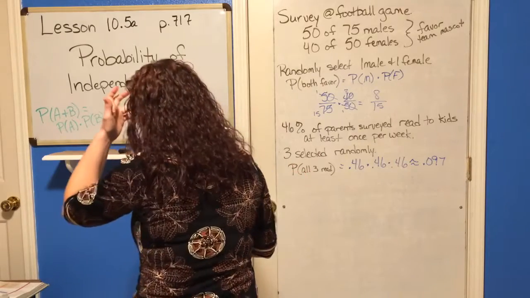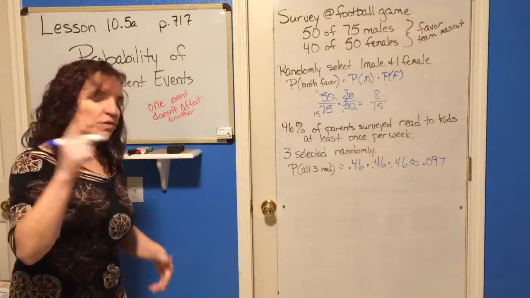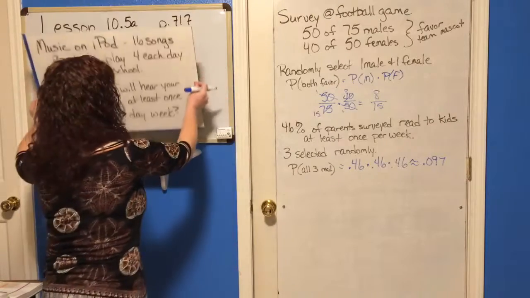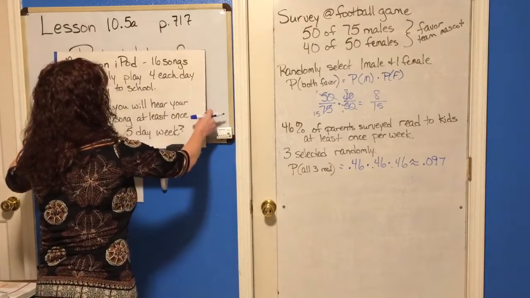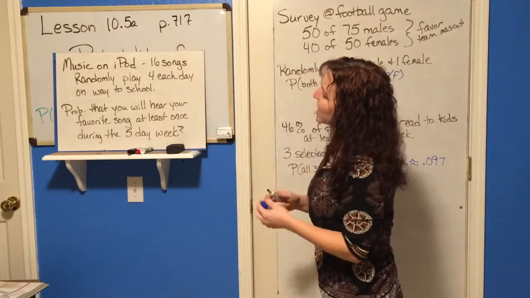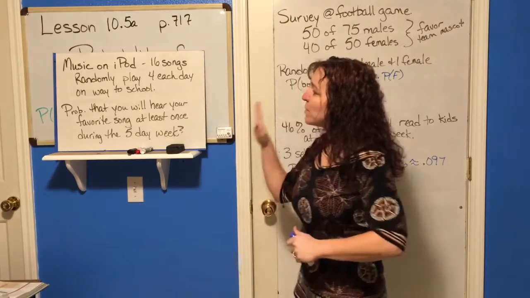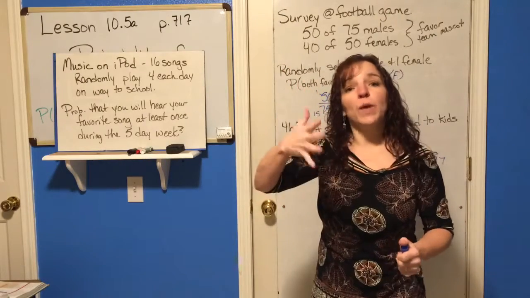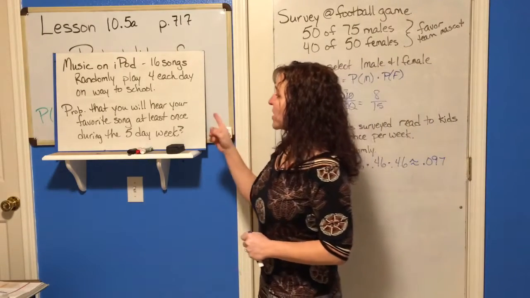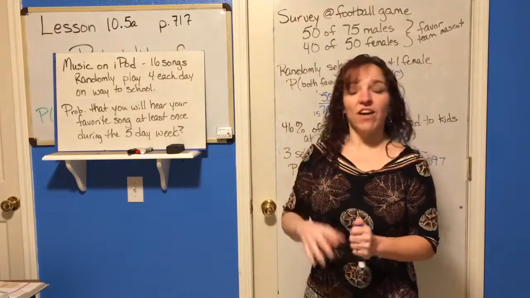All right. Now, what happens? Sometimes it's easier to use the complement. We've talked about this before. Sometimes it's actually easier to use the complement than to use the actual event happening. In this case, we've got music on your iPod. You get 16 songs loaded onto that iPod, and they randomly play each day. On your way to school, you randomly listen to about 4 songs. That's the distance you have. So what is the probability that you will hear your favorite song at least once during that 5-day week?